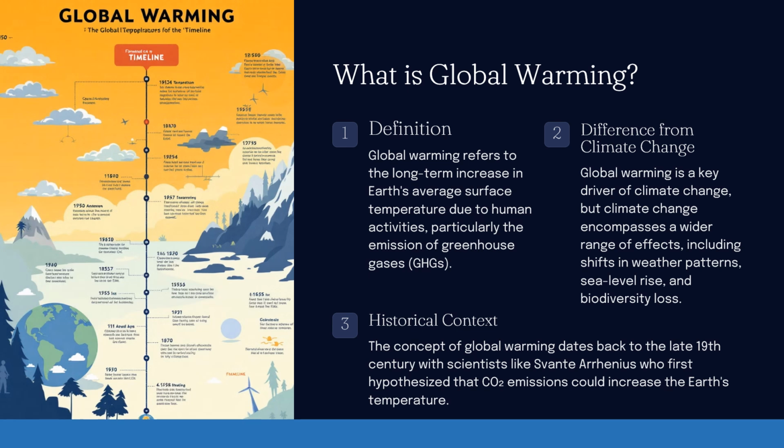Historical background. The idea of global warming started in the late 1800s. Scientists like Svante Arrhenius were the first to suggest that too much carbon dioxide in the air could cause the Earth to warm up. This idea started the research we rely on today. In short, global warming has been a concern for over 100 years, but it's getting worse because of human activities. It's an urgent issue we need to address.